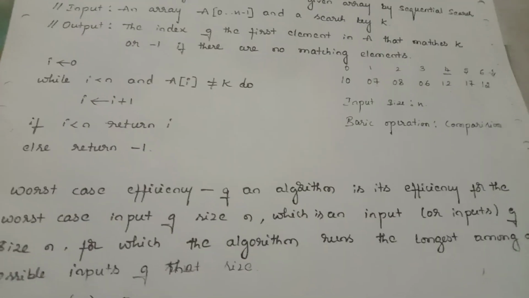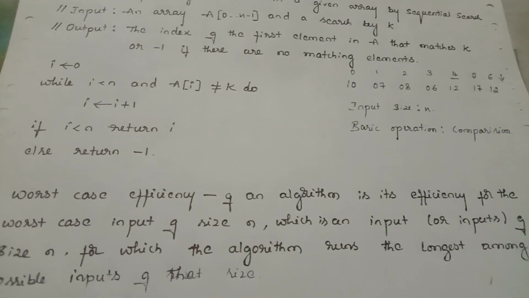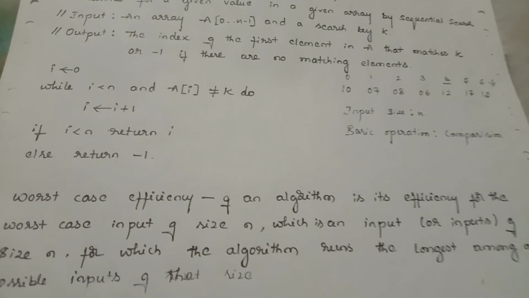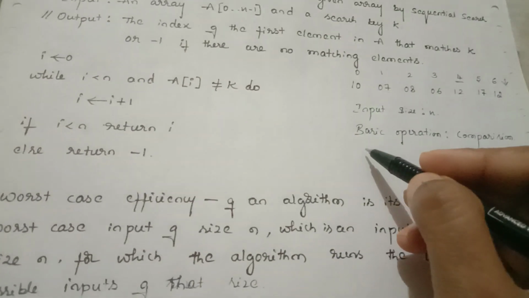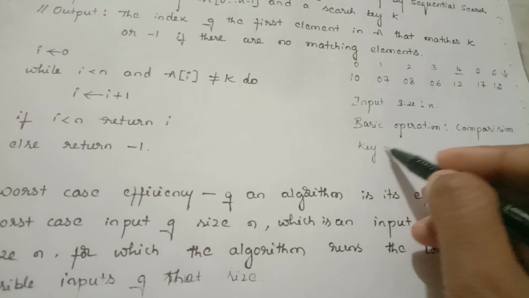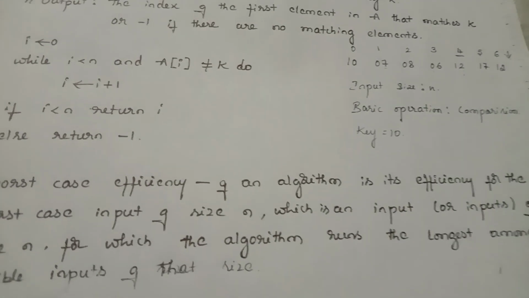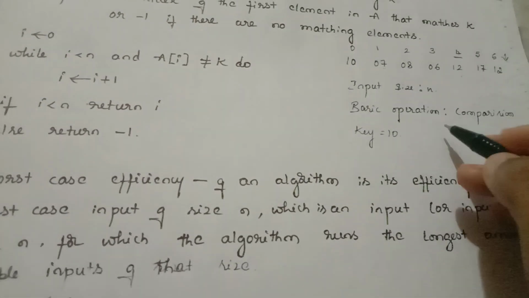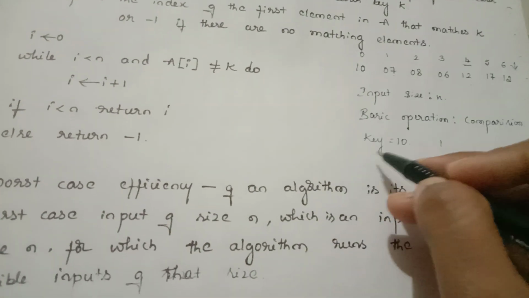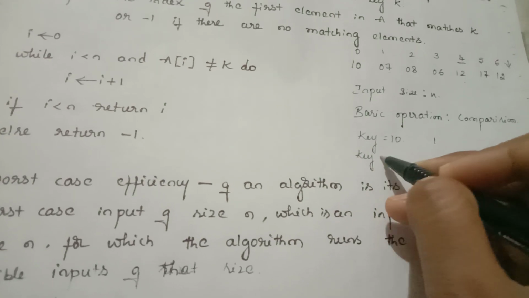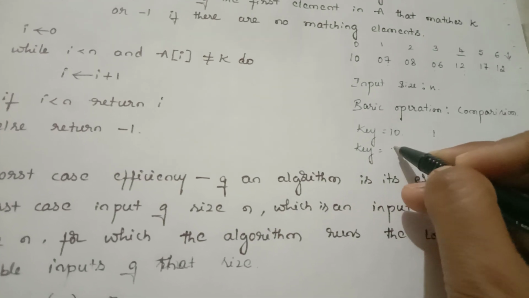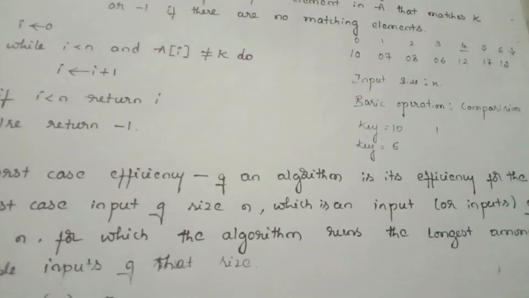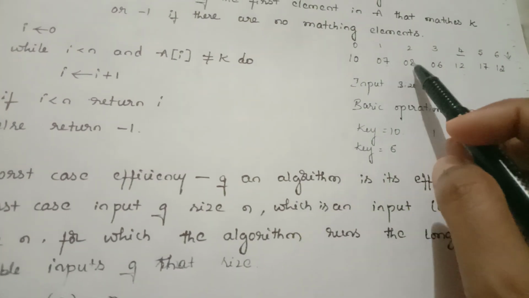So here comes the best case, the worst case and the average case efficiency. Suppose the given key element is equal to 10, how many comparisons are going to happen? There is only one comparison. Suppose the key element is equal to 6, how many comparisons? 1, 2, 3, 4.